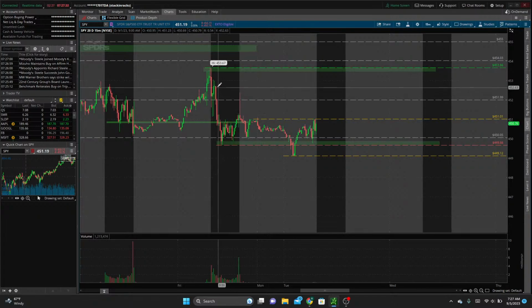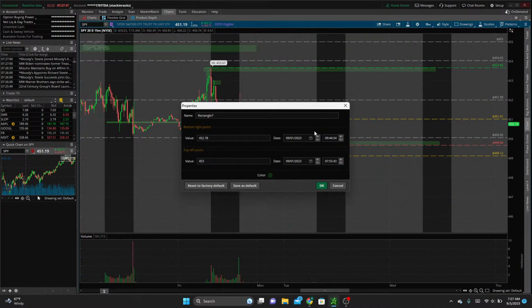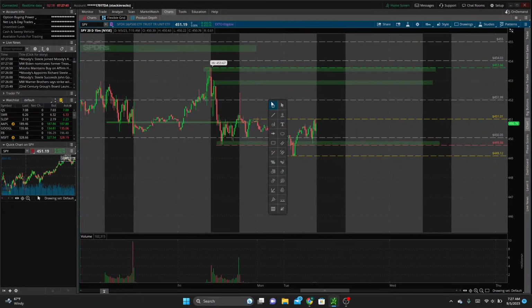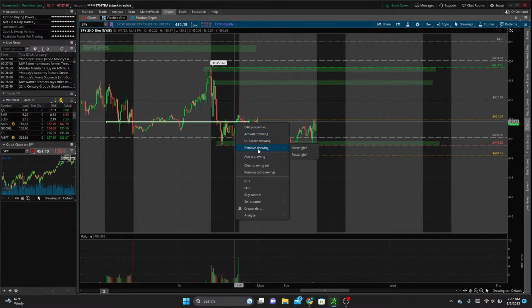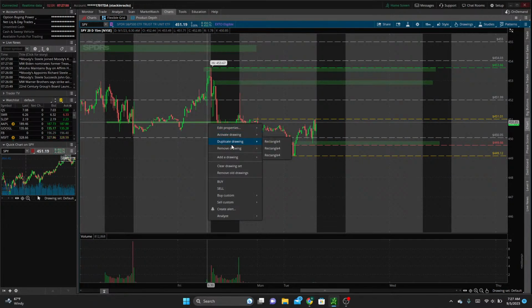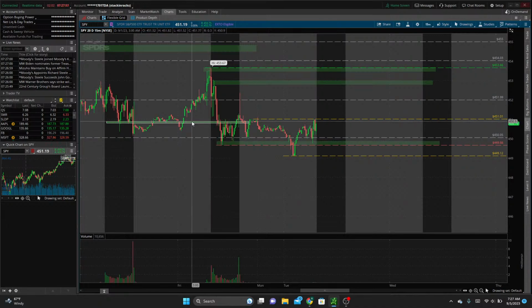Might even recognize something in here, as we had this sell-off, came up, hit this zone, sold off. So remove some of these. Wait, am I duplicating them or removing them? I think I accidentally duplicated that drawing instead of removing it there.